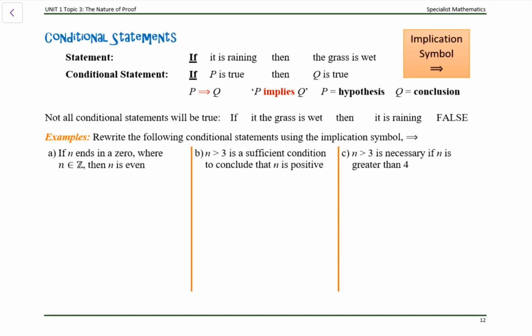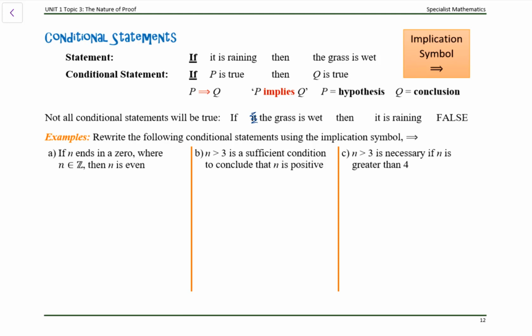So if it is raining, then the grass is wet. That would be true. The grass would have to be wet. But if I put the grass is wet, if the grass is wet, then it is raining. Well, not necessarily. That's false. What if I use sprinklers? Or what if it rained before and the grass is wet but it's not raining now? Okay? So not all conditional statements will be true.